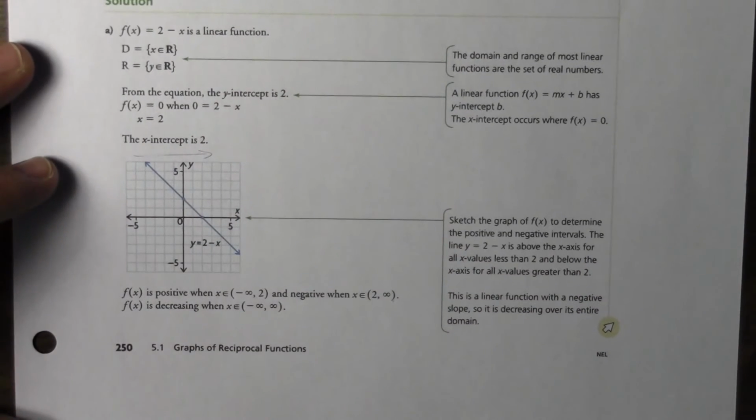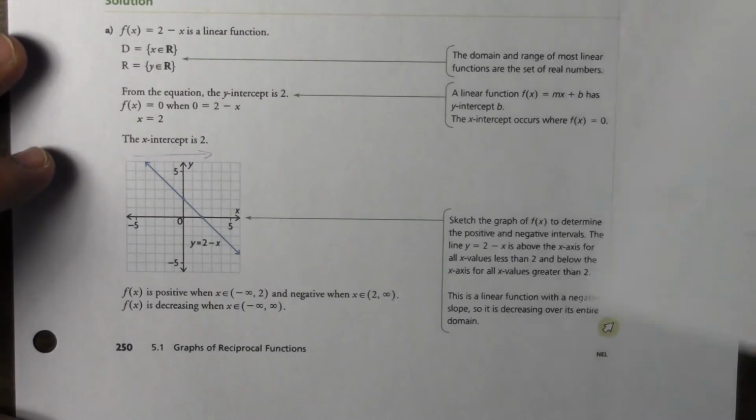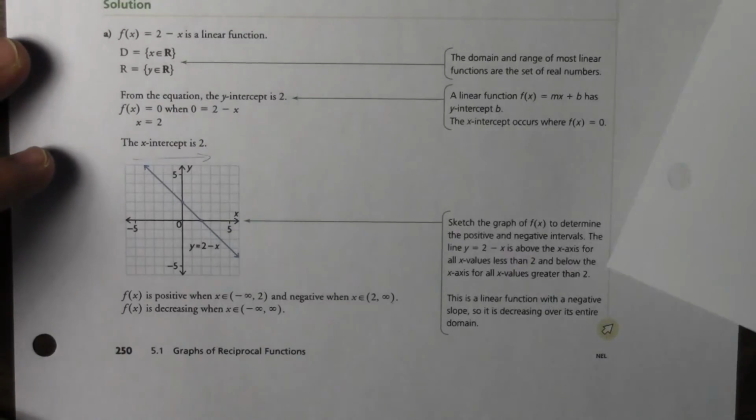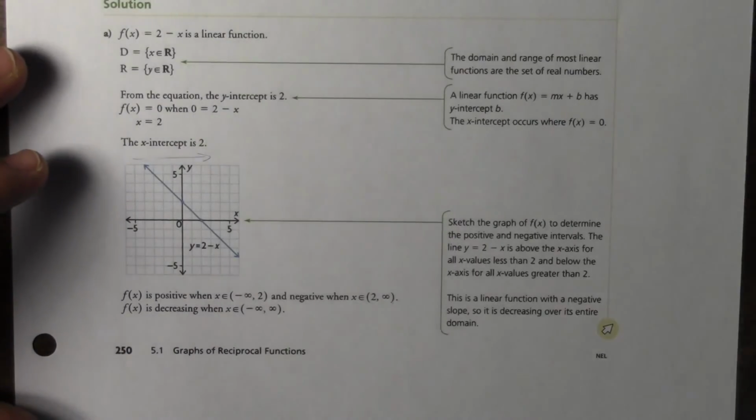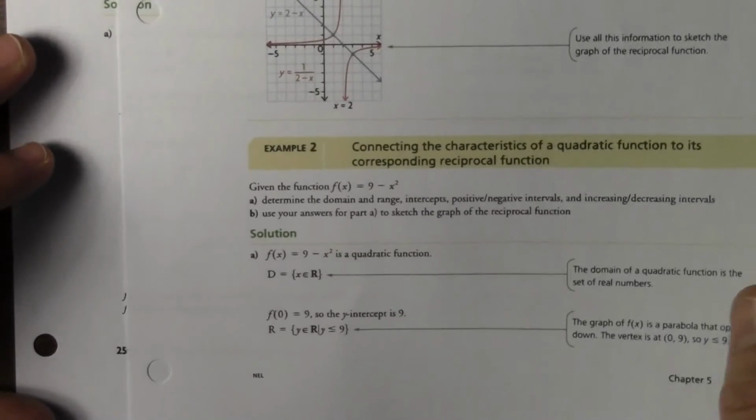That's very, very simple, straightforward. It's just analyzing the original function. Next, we want to use our answers to sketch a graph of the reciprocal function. All right, so how do we do this?